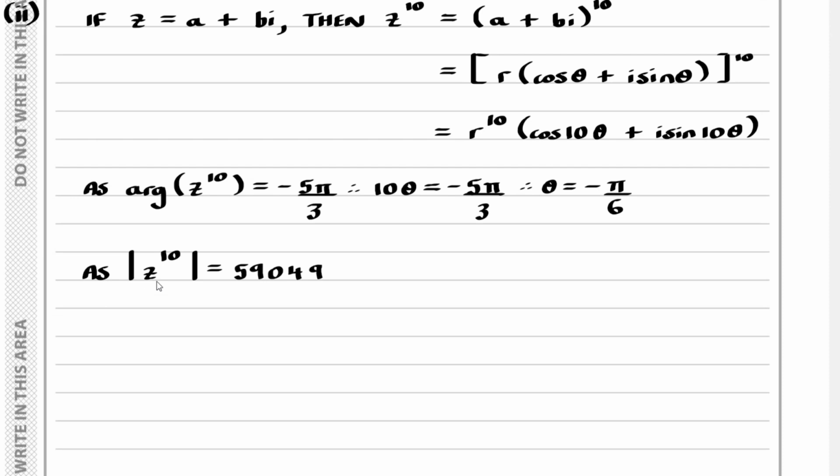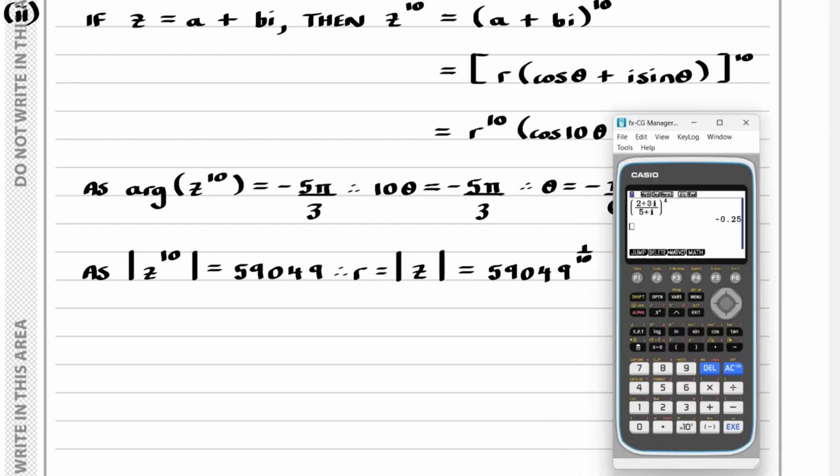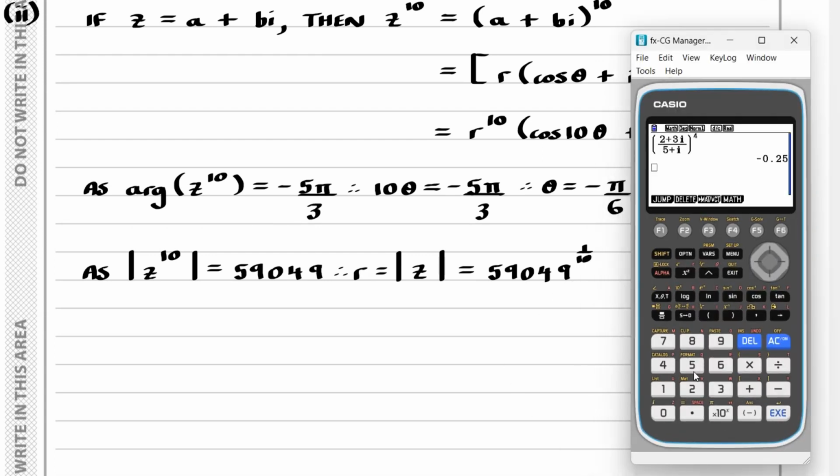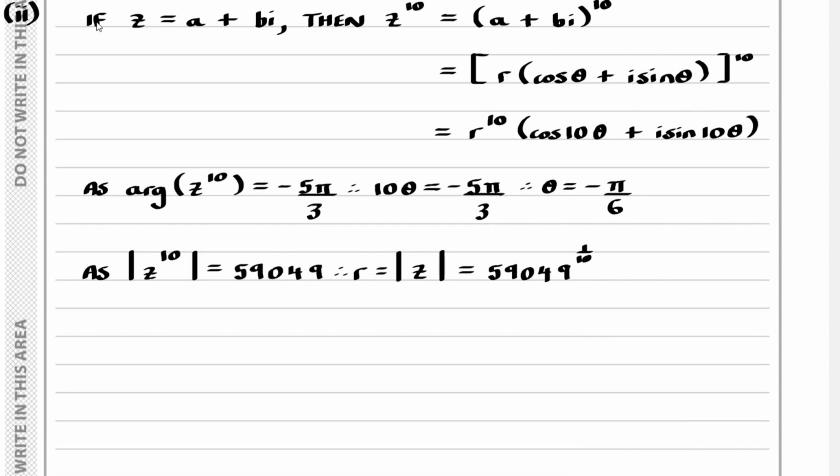What we also know is the modulus of z to the 10 is equal to 59,049. And so we can find out what r is, which is the same as the modulus of z, which is equal to the 10th root of 59,049. So if we work out the 10th root of 59,049, we end up with 3. So r is equal to 3.